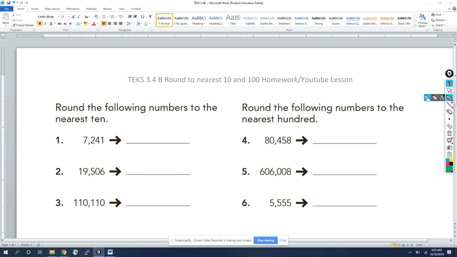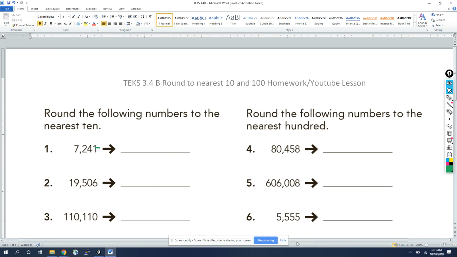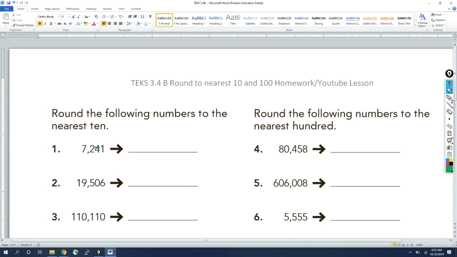First, we're going to work on the first one. 7,241 being rounded to the nearest 10. So we underline the 10 place, right? Let me see if I can zoom it bigger so Miss Nguyen can work better on this. Okay, I'm going to erase and let's start again. Rounded to the nearest 10, underline the 10. You can box the next number.